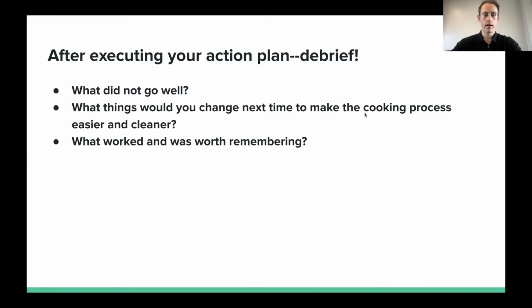And then we make note of what's one thing that's worth noting that worked well, so that next time we can implement that into our plan. So it's super important that you debrief and go through a checklist of some sort to help you know what you can do better next time.